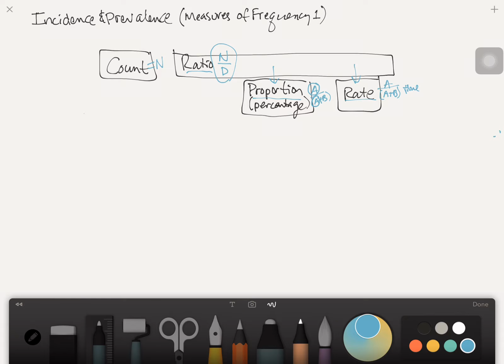Now, an easy way of thinking about a rate is miles per hour. If we think about miles per hour, that tells us how fast something is happening. A proportion may just be like how many miles your car has, whereas a rate would be how fast those miles are happening in a specific unit of time. So there's a little bit of a distinction there.